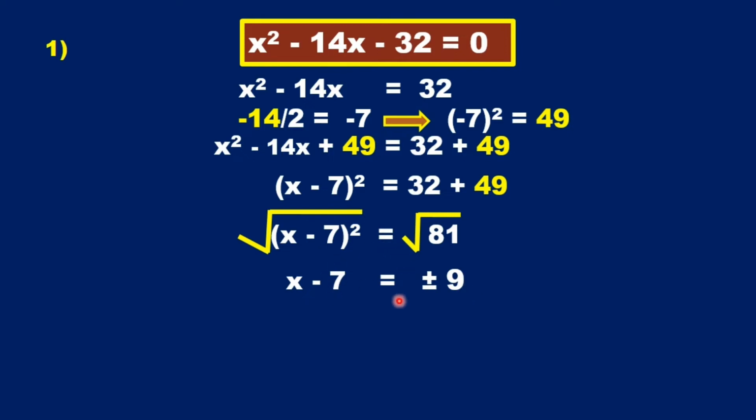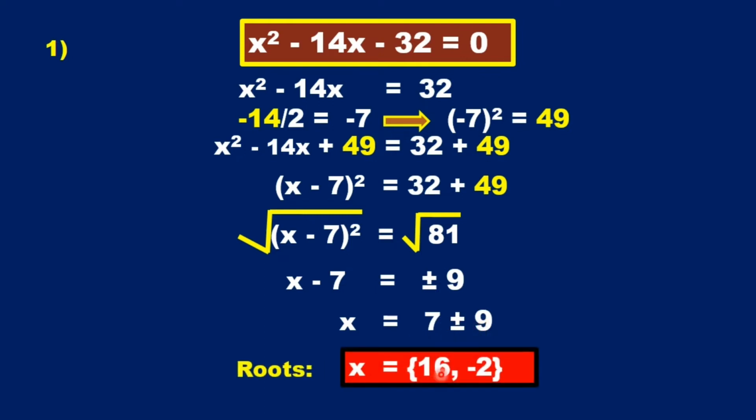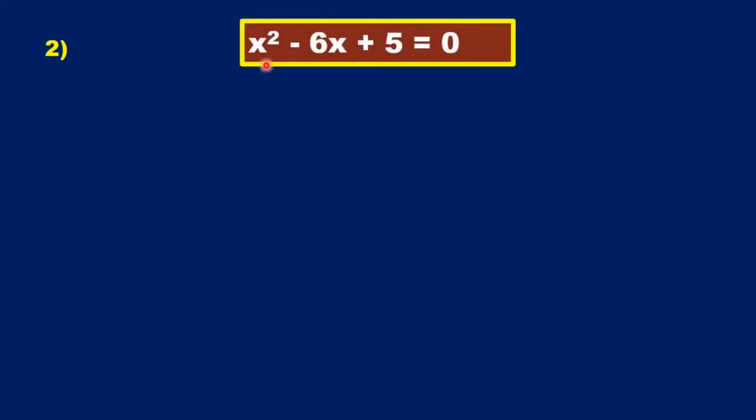Transposing negative 7 to the other side becomes positive 7. So the answer is x is equal to 7 plus and minus 9. So the two real solutions are 7 plus 9 is equal to 16, and 7 minus 9 is equal to negative 2. Number 2. x squared minus 6x plus 5 is equal to 0.